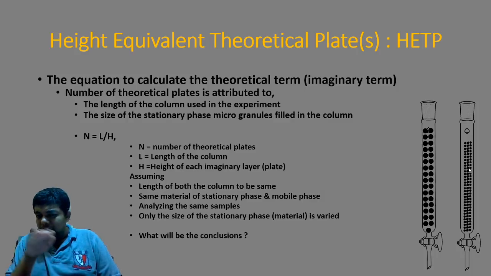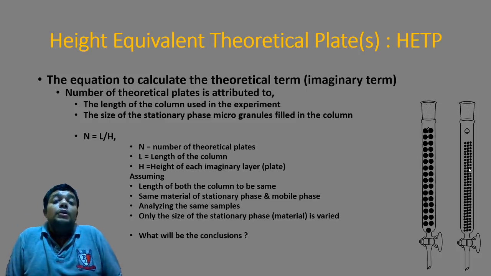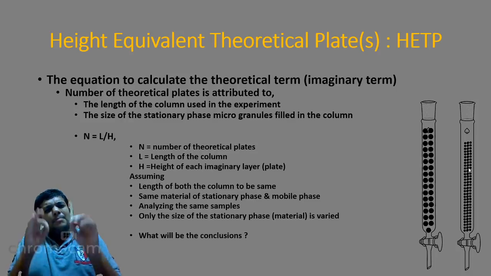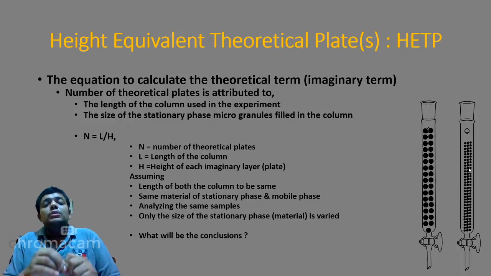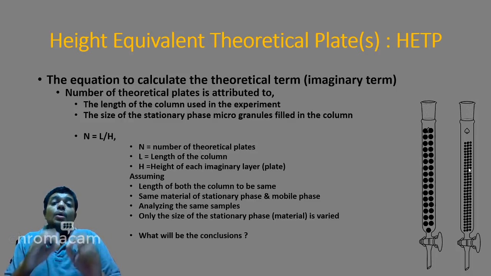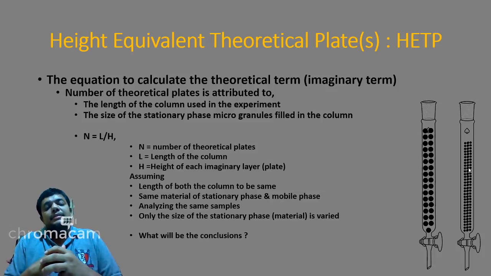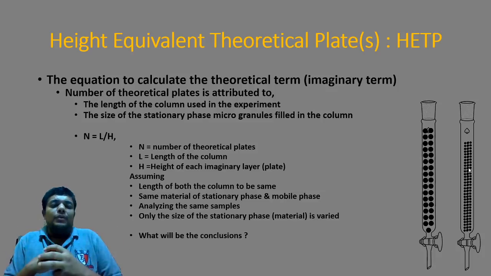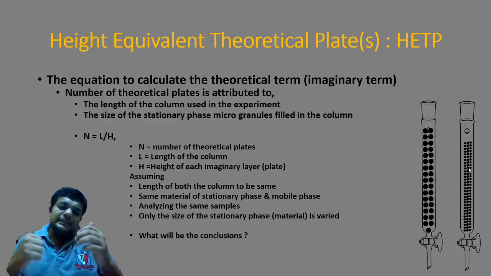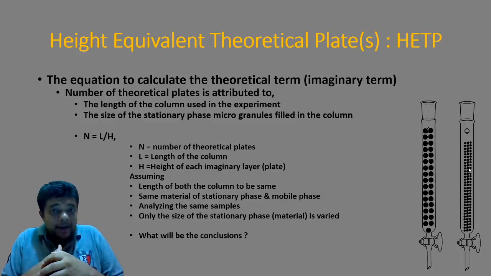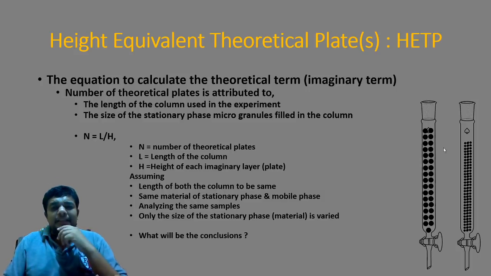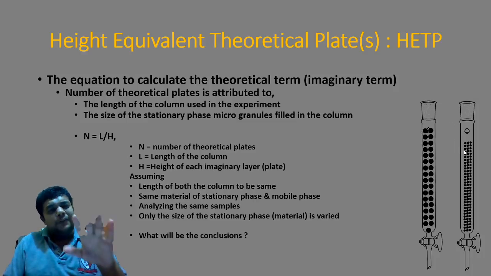So these imaginary surfaces, these imaginary layers, are called theoretical plates. So remember, very simple. The more the number of theoretical plates, the more excellent the separation. The fewer the theoretical plates, the less excellent the separation. And do not panic when I say that when I shift from a bigger particle to a smaller particle, the surface area increases. It actually increases.